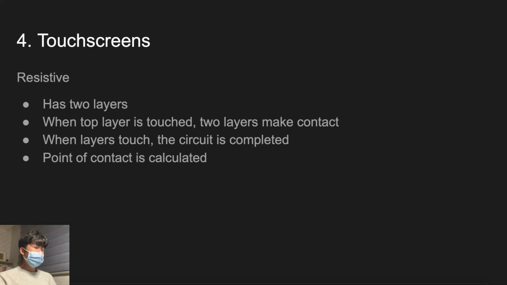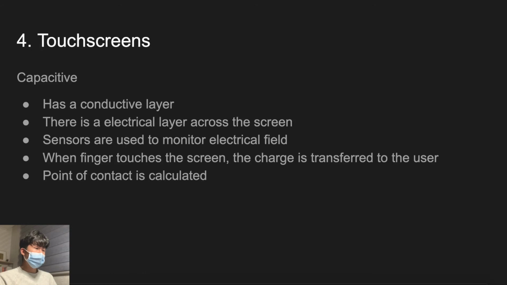For capacitive touchscreen, it has a conductive layer, and there's an electrical field along the screen. Sensors are used to monitor the electrical field, and when a finger touches the screen, the charge is transferred to the user because it has a conductive layer. And that location of touch is calculated where the charge is transferred.